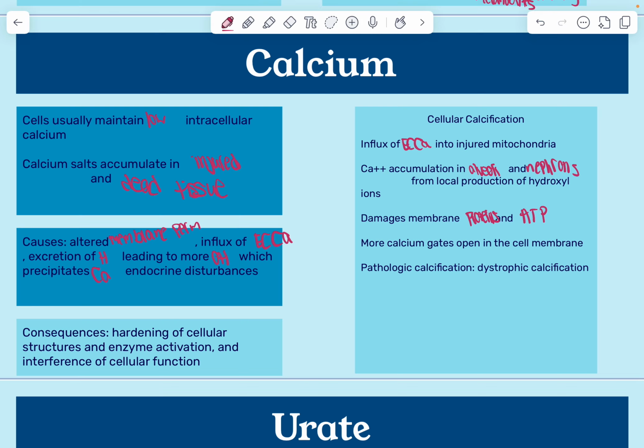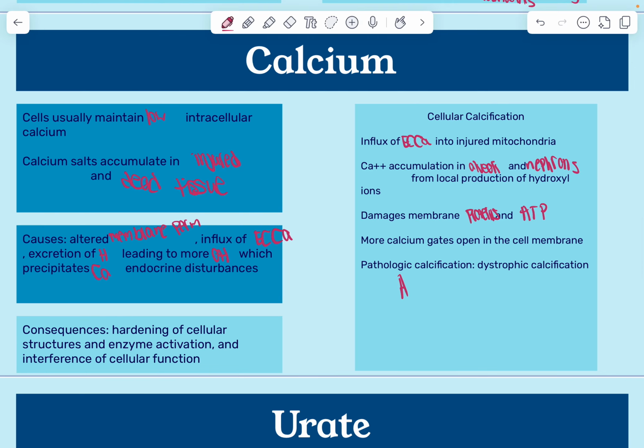In pathologic calcification, there's dystrophic calcification, and this is just going to occur inside of our heart. So it could be like atherosclerosis. It can occur in our heart valves, and it can also occur in the center of our tumors.